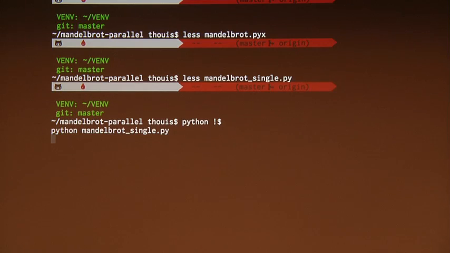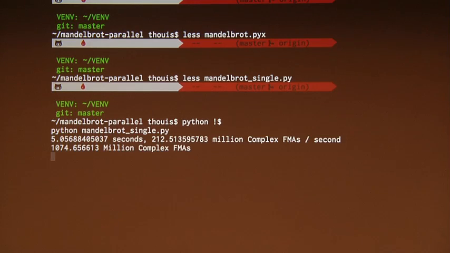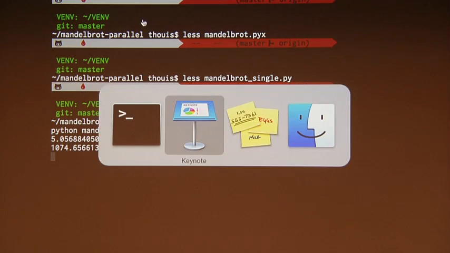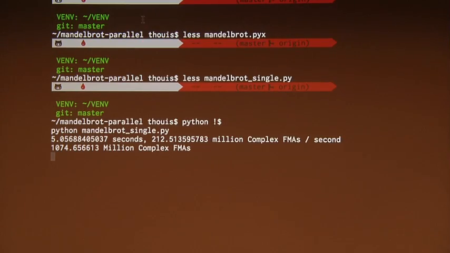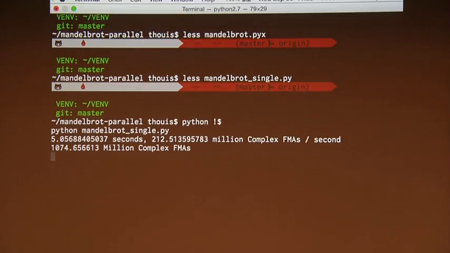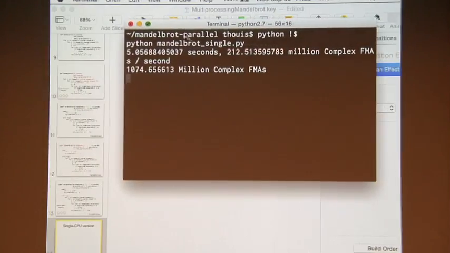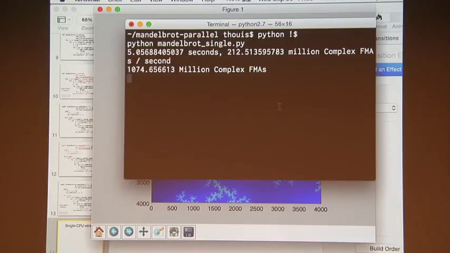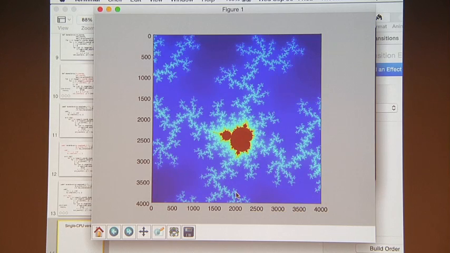So, run, goes for 5 seconds. Somewhere I have a picture. Oh no, where's my picture? There it is, all right. Voila. So 4K by 4K image, about 5 seconds. It worked, right? This is why I like to do this. It's like, okay, I know that my algorithm is roughly correct, all right?